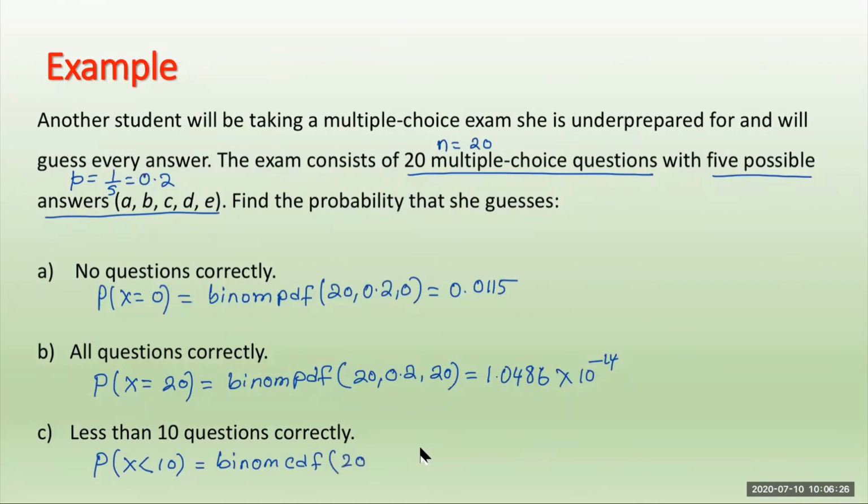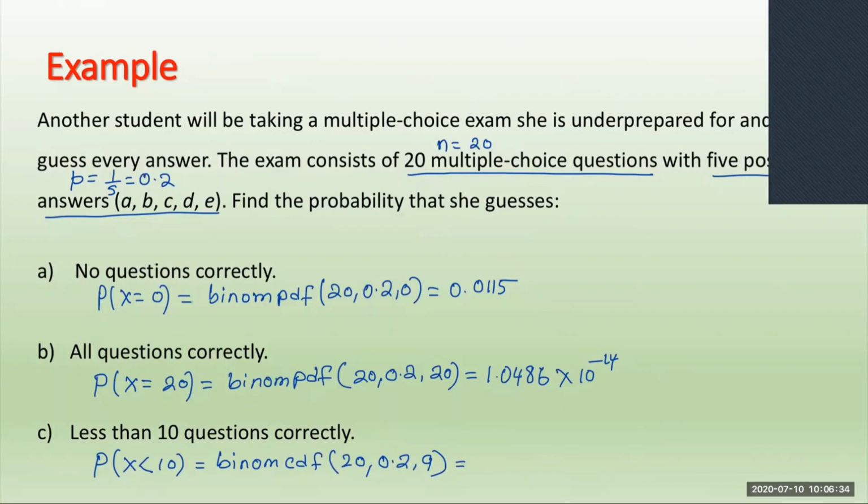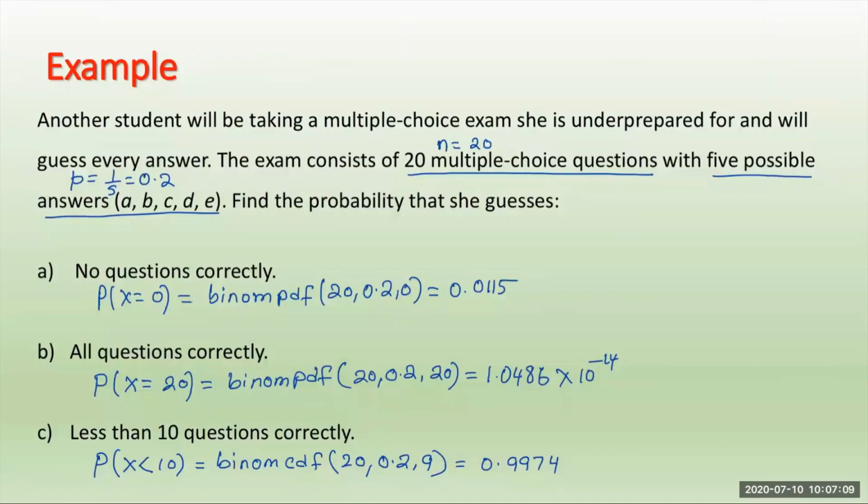Number of trials is 20, probability is 0.2. We want to go up to 9. That is the meaning of less than 10. Please type this in your calculator. 0.9974. Perfect. So that is the end of this example and everything for today.